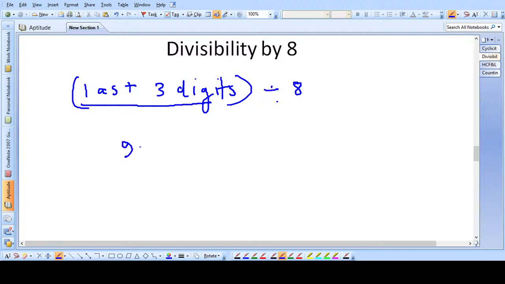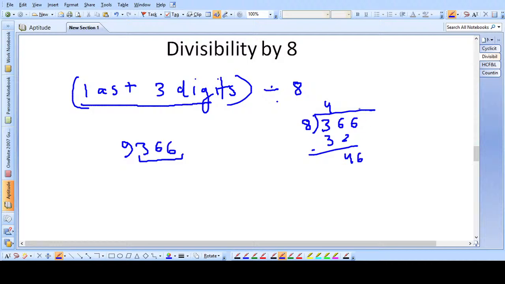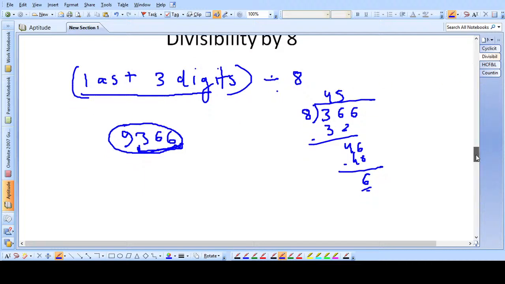So let's take a big number, 93666. Let's check for this. Take the last 3 digits, 666. Let's check for divisibility by 8. 8 times 4 is 32, and this is 46. So it is not divisible. 8 times 6 is 48, 8 times 5 is 40. So clearly there is a remainder of 6. So this number is not divisible by 8 because the last 3 digits are not divisible by 8. That's why.